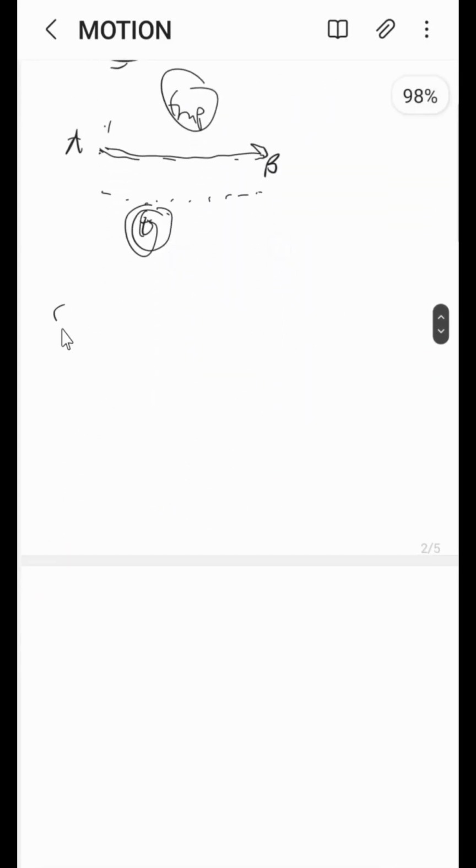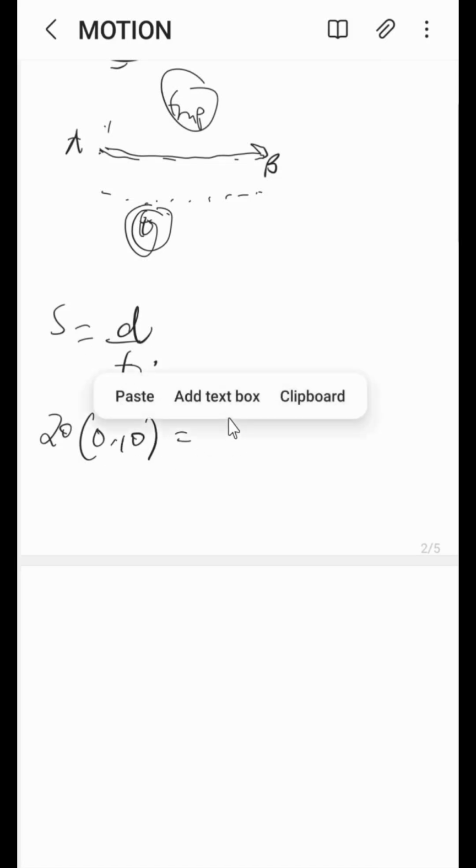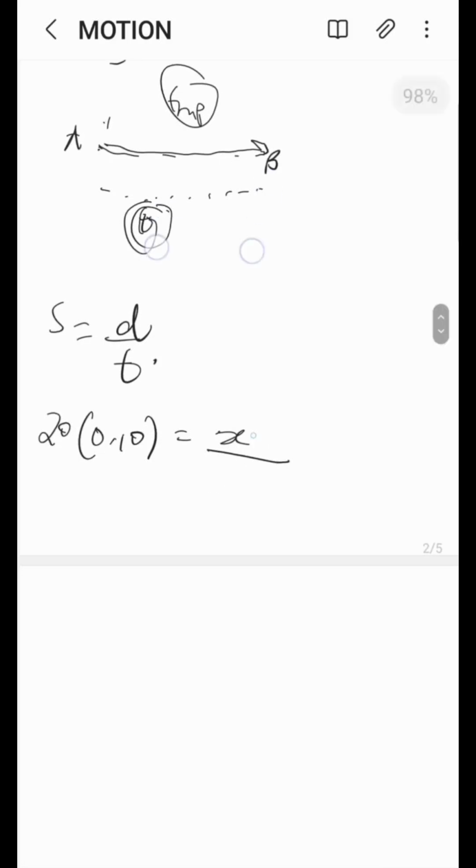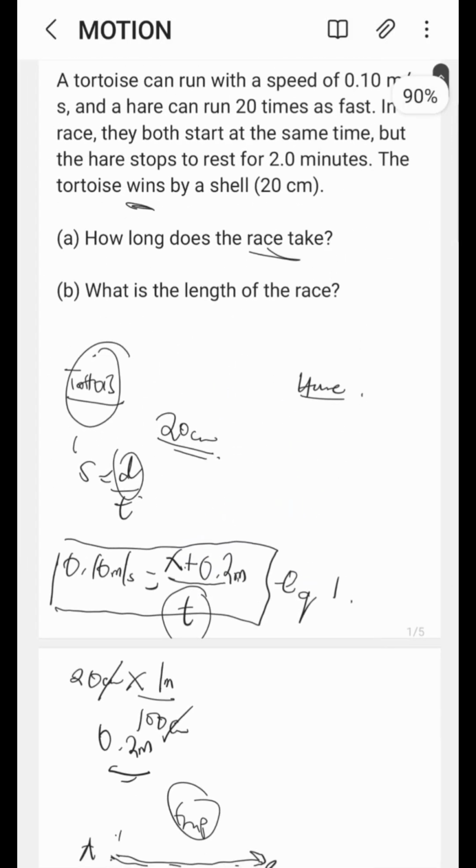Again, the hare's speed is equal to distance over time. The speed for the hare is said to be 20 times that of the tortoise, right? The distance is just x, because x was the distance that the hare was at. Then 0.2 meters ahead was the tortoise. So x was typically where the hare was.